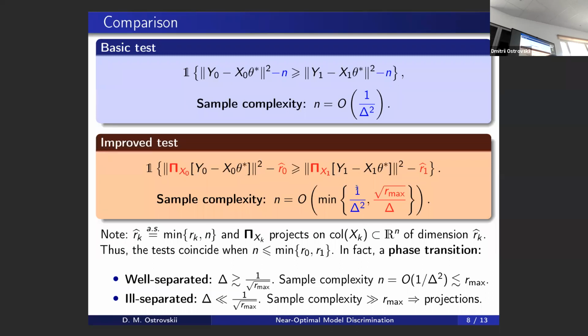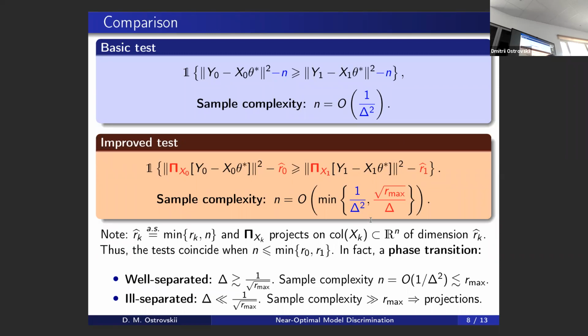So 1 over delta square is smaller. Yeah, so it's 1 over delta, and then it's 1 over delta compared with... So yeah, 1 over delta square is smaller. So the complexity is achieved on 1 over delta square. In other words, in the well-separated regime, your bound stops depending on the rank. Your sample complexity depends only on the distance.